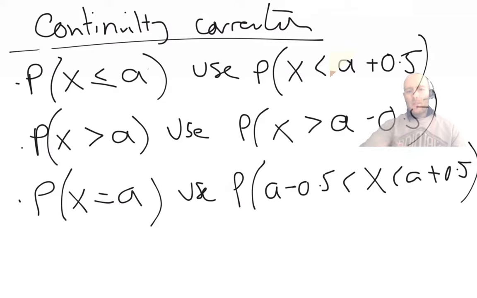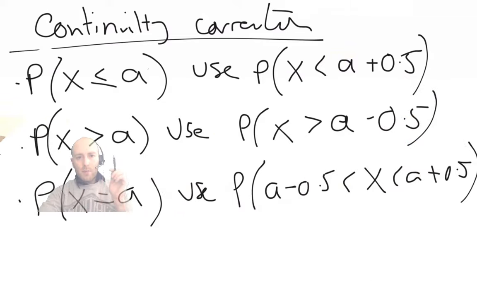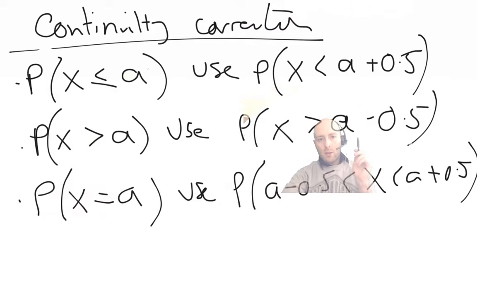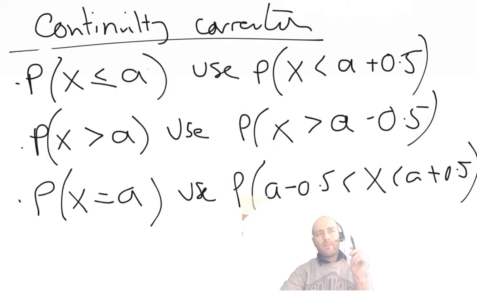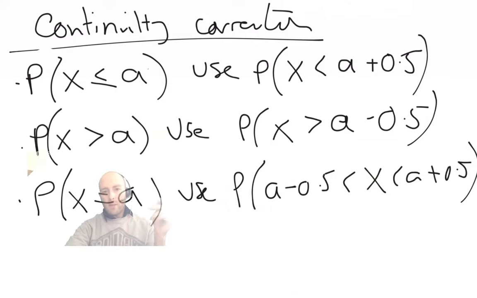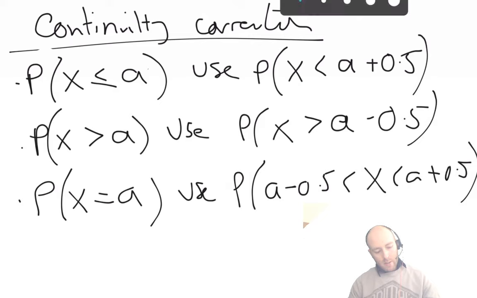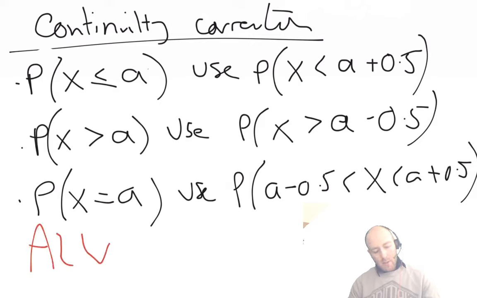Cool, and there's a couple others in there as well. You could also have greater than or equal to a, in which case you'd want to include a, so you'd go a minus 0.5. Yeah, you could go down and include it as well, and same here. So always sketch it is the safe way of doing these. So let's put that as well. Always sketch.